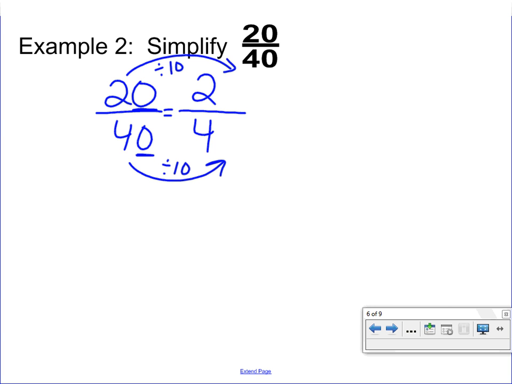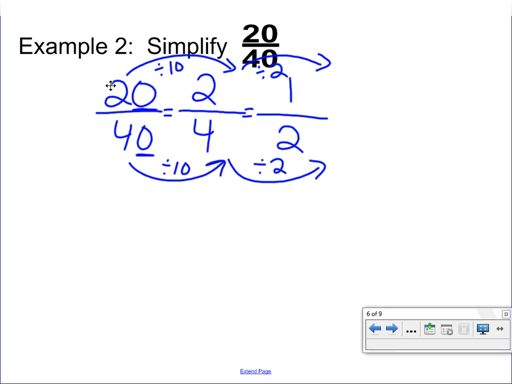Again, I have to ask myself, can I divide the numerator and the denominator by any other numbers and have it come out as whole numbers? In this case, yes, I can. They're both even numbers. Let's divide by 2. 2 divided by 2 is 1. 4 divided by 2 is 2. And I have the fraction now in the simplest form.